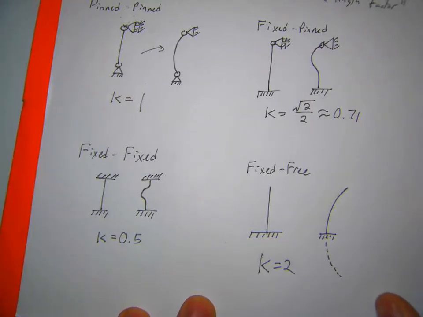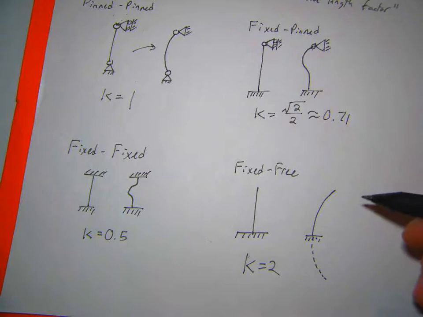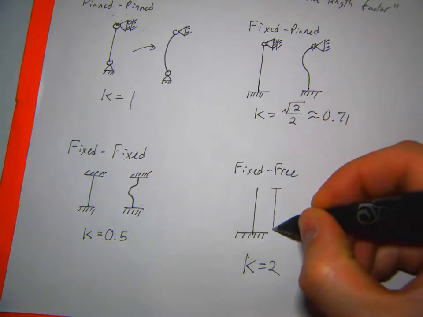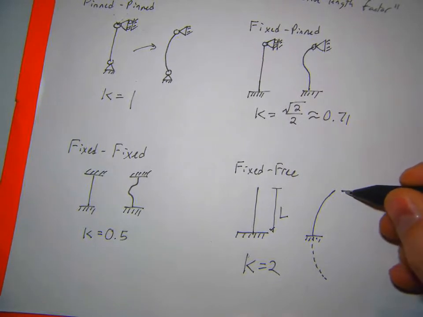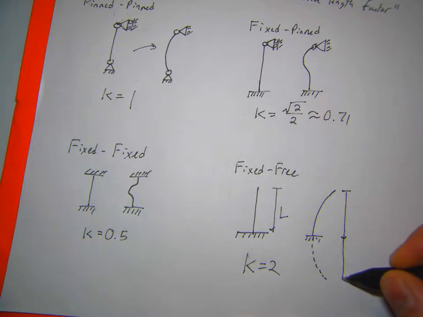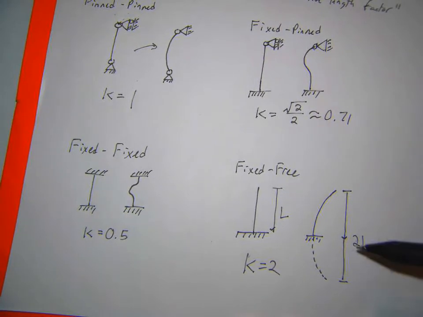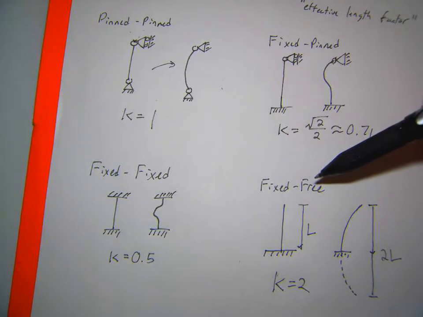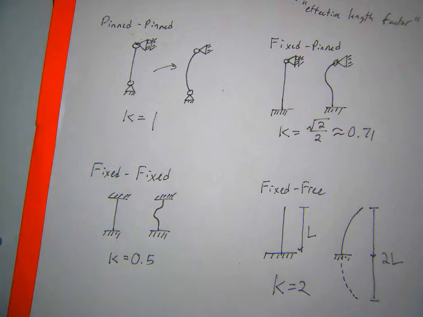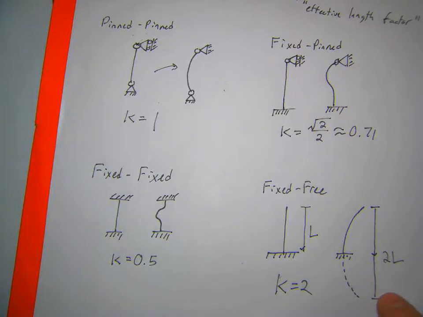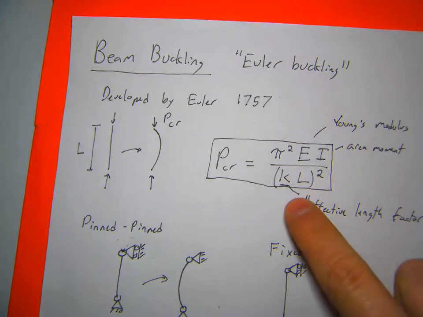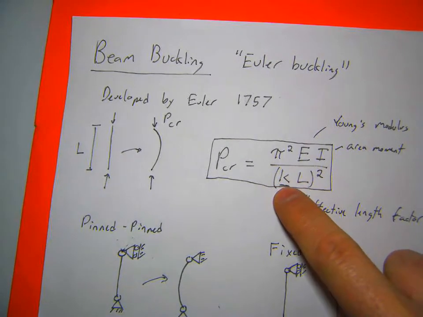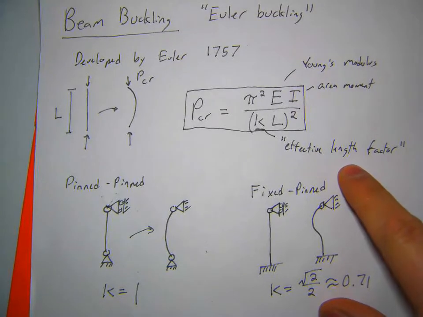And this fixed-free case is a nice illustration of why this is an effective length. So here, this has some length L. If we were to take that and mirror it onto the bottom, 2L, you can see that this looks very similar to our pinned deformation. So this is like a flagpole buckling. And so you can see it's effectively twice the length, which is why here in our Euler-Bernoulli case, we have effectively 2L. So that's why I'm calling this K an effective length factor.